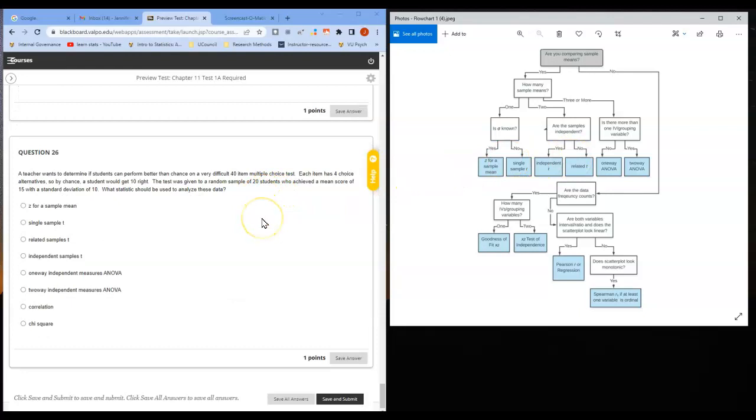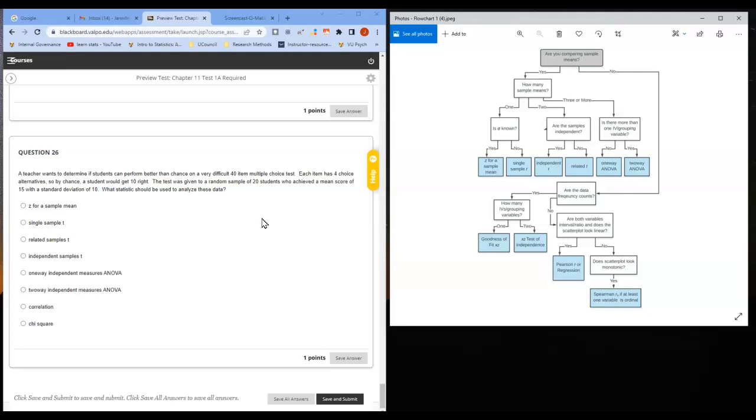Finally, for 26, a teacher wants to determine if students can perform better than chance on a very difficult 40-item multiple choice test. Each item has 4 choice alternatives, so by chance a student would get 10 right. And the test was given to a random sample of 20 students who achieved a mean score of 15 with a standard deviation of 10.